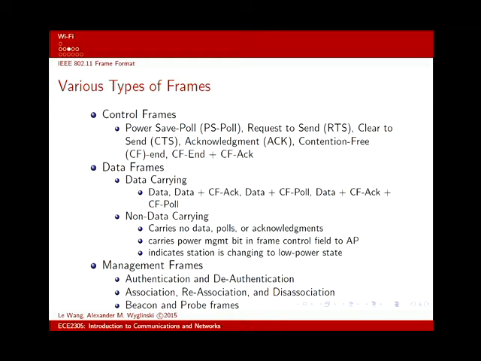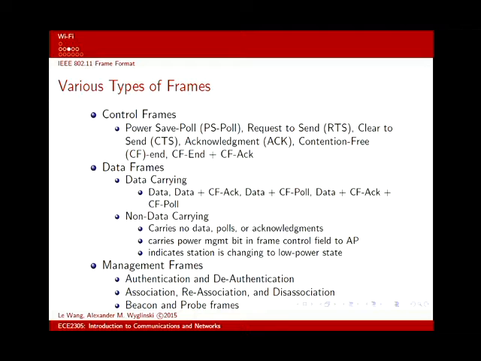Suppose your device is in power save mode. What's polling? What happens when you poll someone in the real world? The control frame does a variety of things. If your device is in power save mode, it's like, hey, I want to transmit. So your control frame would be used in that condition to say, time to get out of power save mode. I have data to send to you.